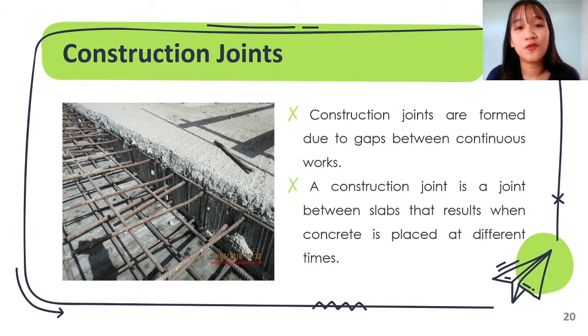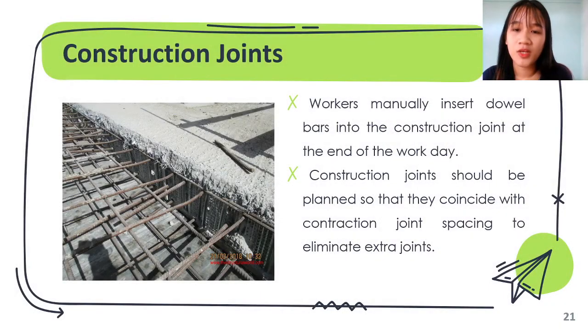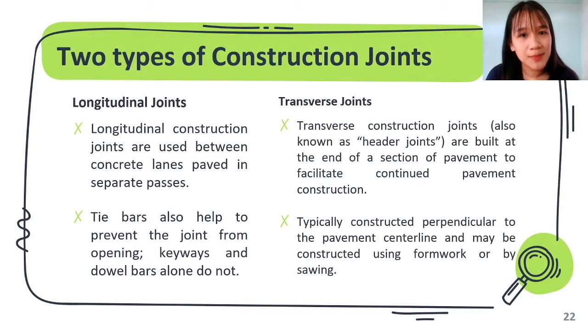Construction joints are formed due to gaps between continuous works. A construction joint is a joint between slabs that results when concrete is placed at different times. Workers manually insert dowel bars into the construction joints at the end of the workday. Construction joints should be planned so that they coincide with contraction joint spacing to eliminate extra joints. So in construction joints, it is necessary to provide dowel bars across this joint for load transfer.